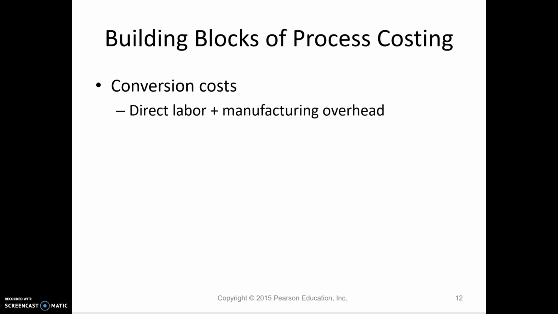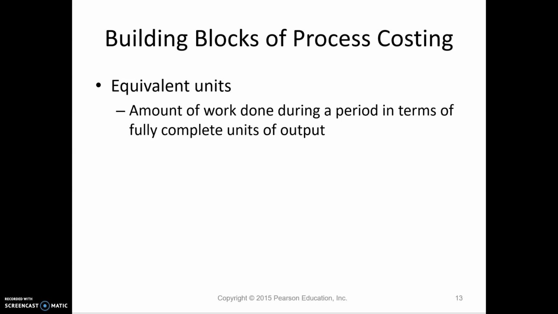Another thing that's different in process costing is we are going to track direct labor and manufacturing overhead together. We call this conversion costs. So you're going to see when we're tracking costs, we're going to have direct material costs and conversion costs. Another thing that's going to be different with process costing that we did not have under job costing is equivalent units, right? I said when we're trying to determine the average cost, we're going to take the cost divided by the number of units.